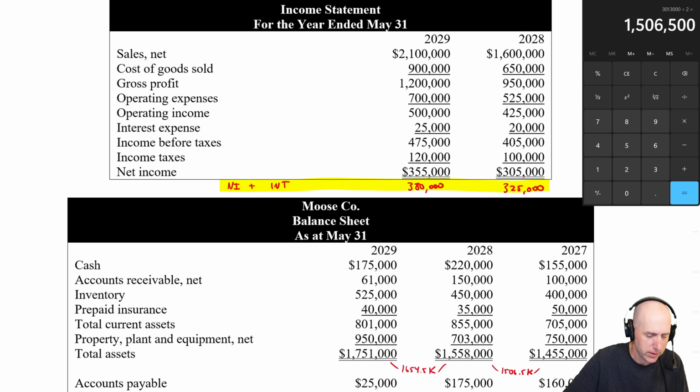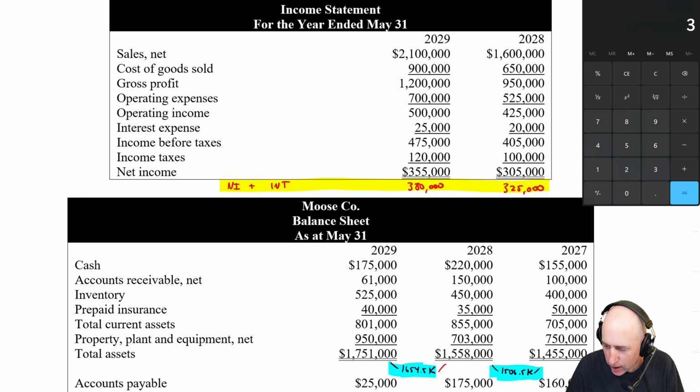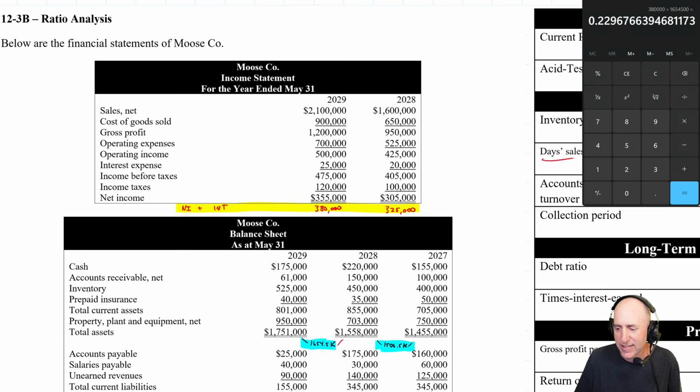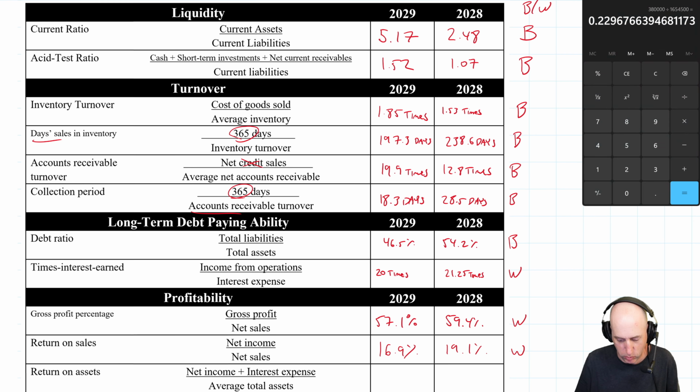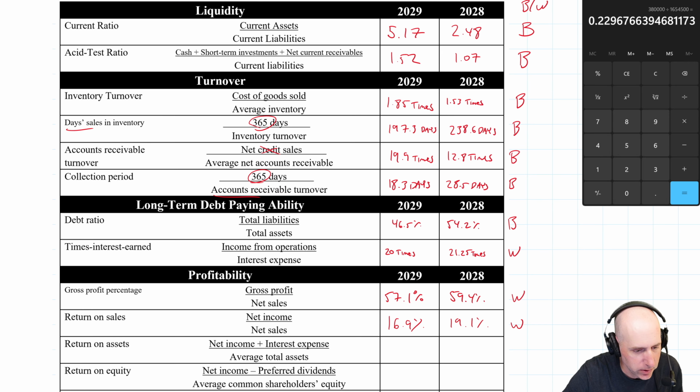Okay, so net income plus interest, there's our numerator, divided by average total assets. There's our denominator, the yellow number divided by the blue number. 380 divided by 1654500, 22.97%. That rounds up to 23.0%.